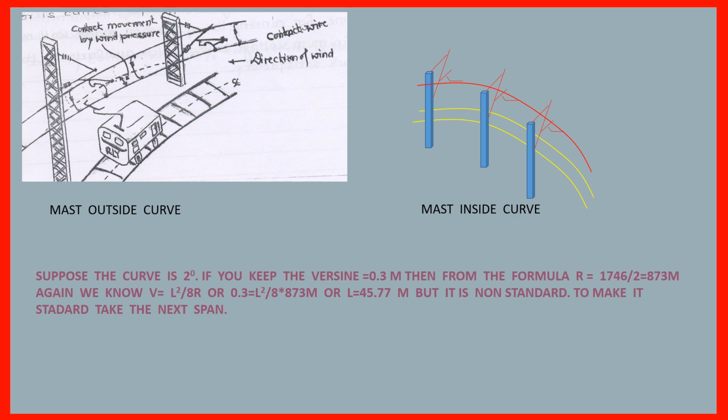It is non-standard. We know that the span is from 27 to 72 with the multiple of 4.5 meter. So 45 is a standard span. Next span is 49.5. So better to take 49.5. No. Better to take 45. If you lessen the span, then adjustment will be better. Take the span 45 meter. So the span will be adjusted. Yes, the curvature will be adjusted better.